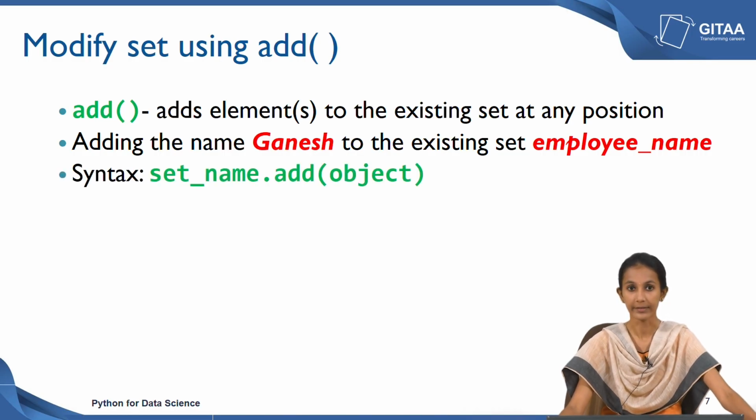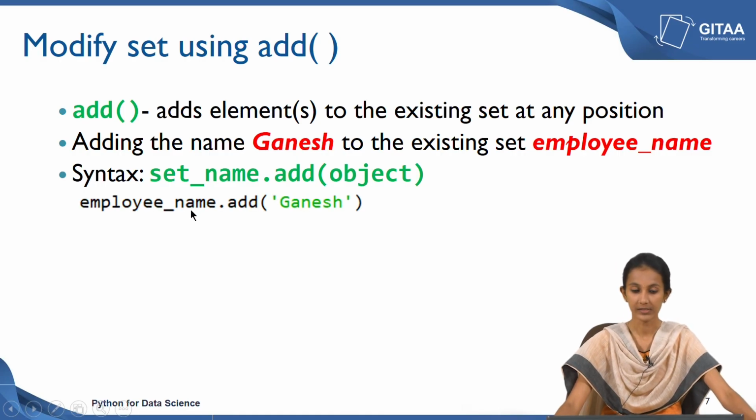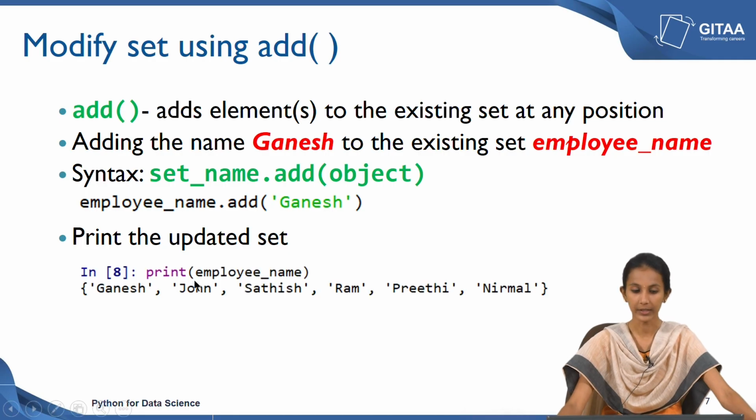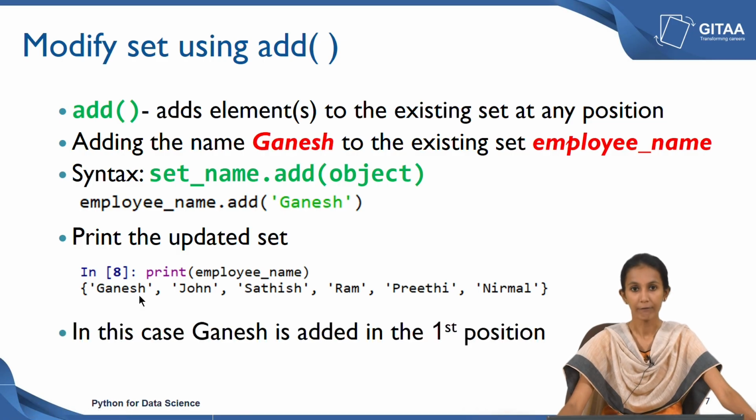First we look at the syntax: set name, dot add, which is a built-in function, and then you specify the object, which is the value. So, our command is employee_name.add, and inside the parentheses specify the name to be added to the existing set, that is Ganesh. Let us look at the updated set. Print employee_name. You will have 6 employees in the set. In this case Ganesh has been added at the first position.